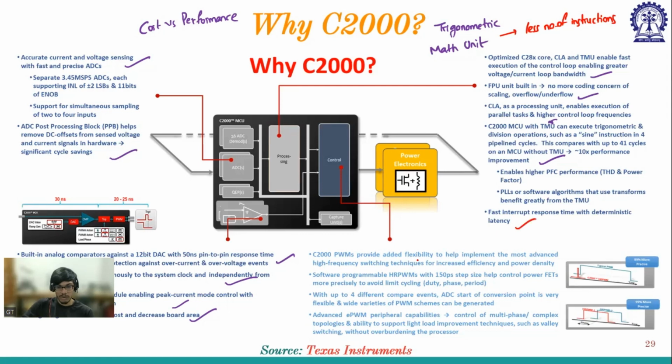And it will have additional flexibility, with the most advanced high frequency switching techniques. It is designed for high frequency switch mode power converters, with increased efficiency and power density. All these things you have to check: which one is offering what, and which will most suitably fit our application. Here they have 150 picosecond resolution. Also, at a time we can do 4 different compare events, and many ADCs are there. If you need more ADCs, you have to see whether that many are available. STM has 5 ADCs; we have to see whether this has more or fewer. Depending upon the application, we choose the microcontroller.